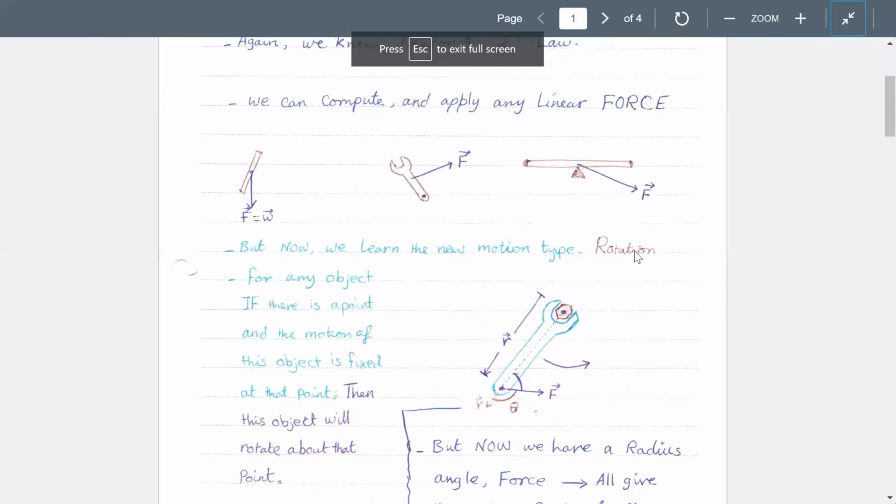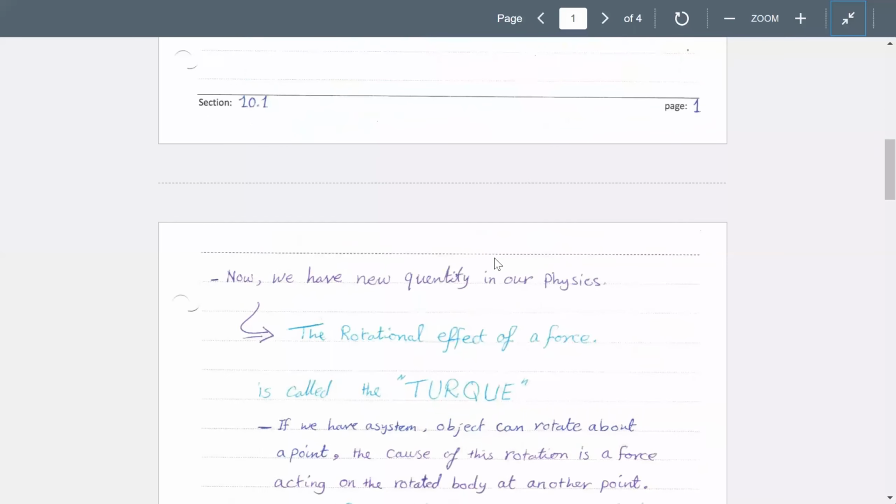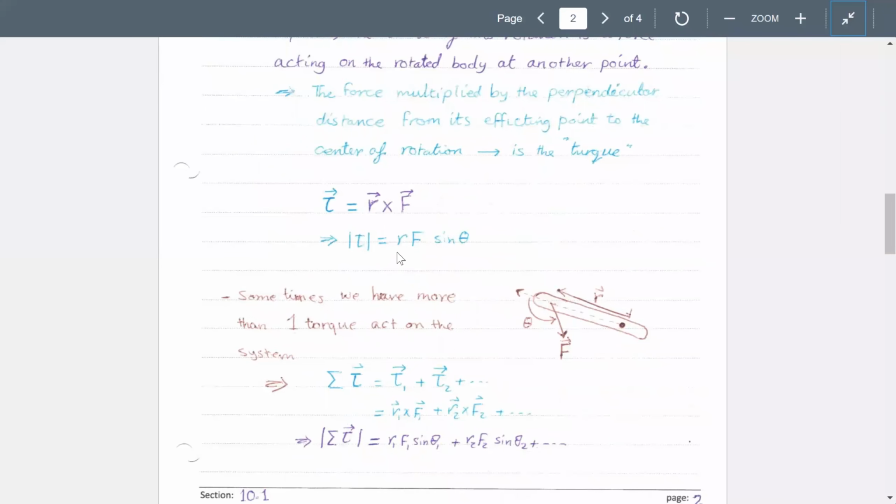This is yesterday's lecture. The torque is the rotational effect of any force, which depends on the radius or the position where that force acts on any rotating object. Also the direction of that force with respect to that radius, which is theta. And we can find the torque as R multiplied by the force F multiplied by sine theta. This is the perpendicular distance. Perpendicular distance means we need the normal force or the perpendicular force to the radius.